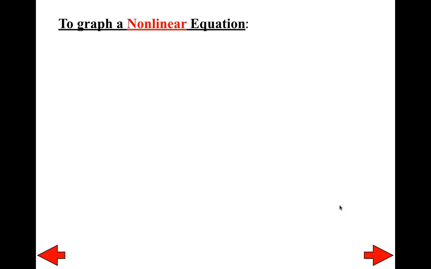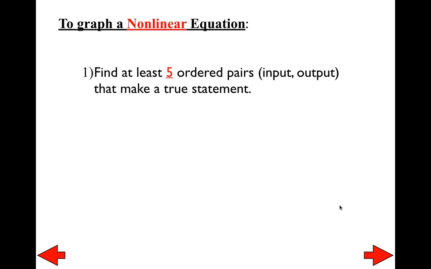Okay, so how to graph a nonlinear equation? Well, first things first, you're going to need at least 5 ordered pairs. So basically an input and an output. If you're curious what input and output means, input is generally your x term and output is generally your y term. What you put in for x is what you're going to get out for y.